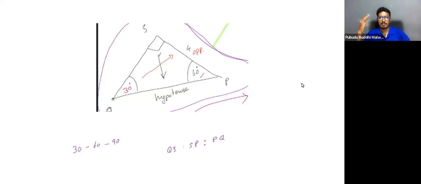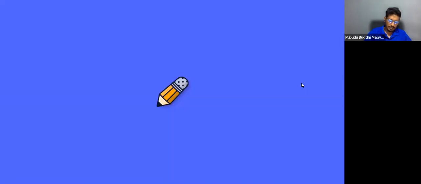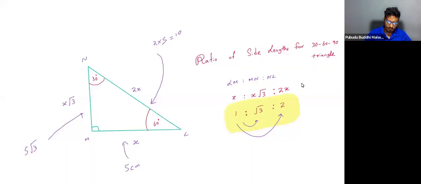Can you understand that? So basically, we can use that idea that we discussed here. This one, right? So opposite to 30 degrees, that's just 1. Then opposite to 60 degrees, root 3. Opposite to 90 degrees, 2. Like that. Always remember 30 degrees. So opposite side of 30 degrees, that's just 1, right? You can start with that.